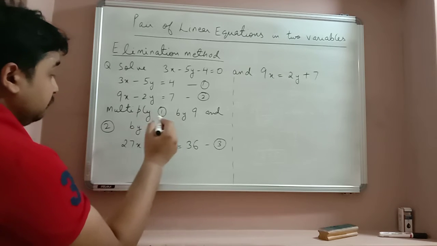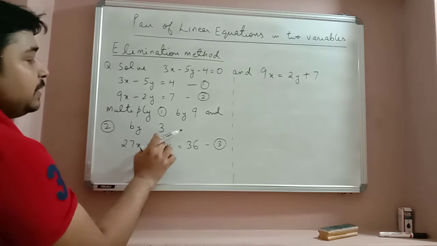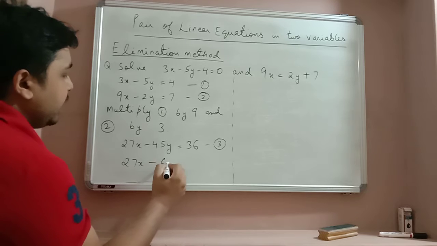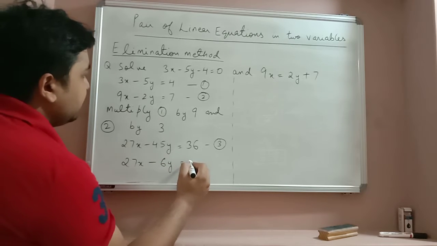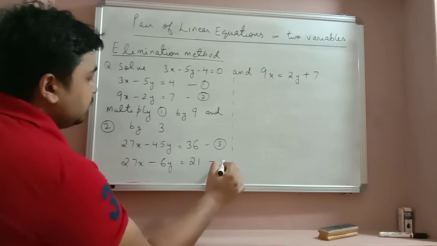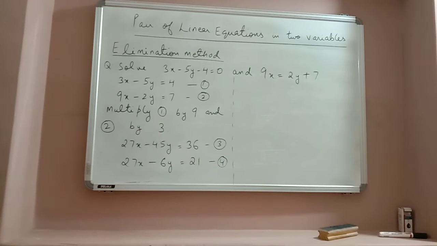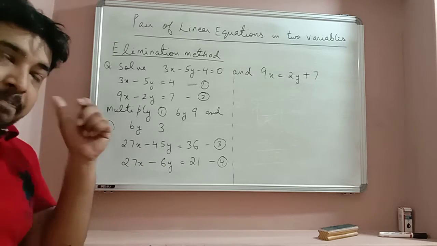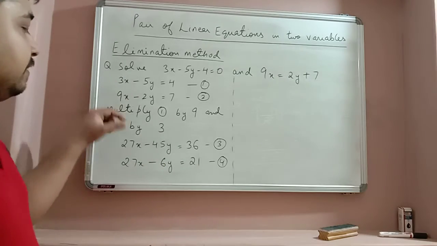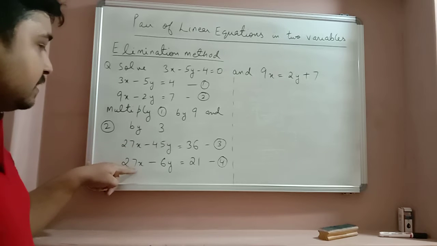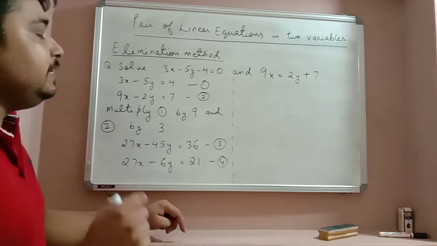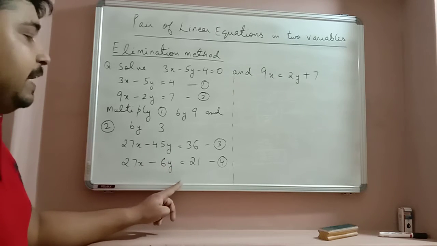And multiplying the second equation by 3 we get 9 3s are 27x minus 6y equals 7 3s are 21. This becomes our equation number 4. Now I will subtract these two equations. By subtracting, I will eliminate one of the variables, that is x, and will be left with only one variable, that is y. It is very simple to solve a linear equation in one variable. So we will solve for y and get the value of y.